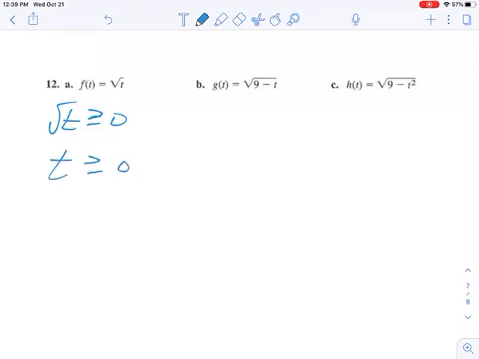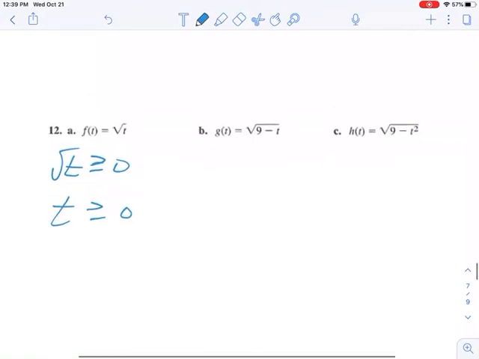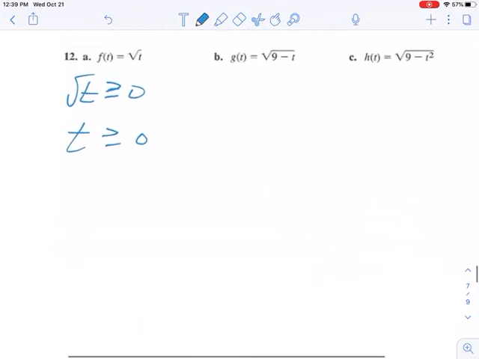Square both sides. t has to be greater than or equal to 0. That's your domain. All right, now the range. This is where we get tricky here, as I'm trying to talk and write down the domain in fancy notation.